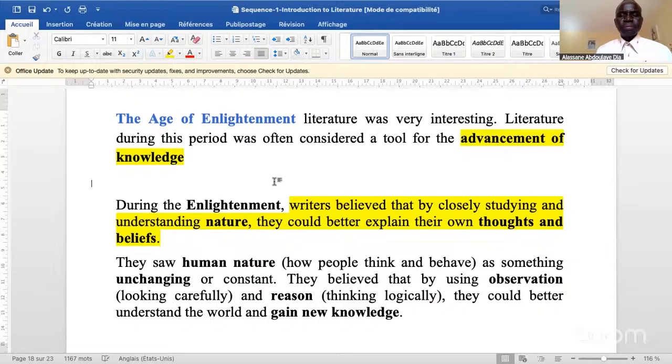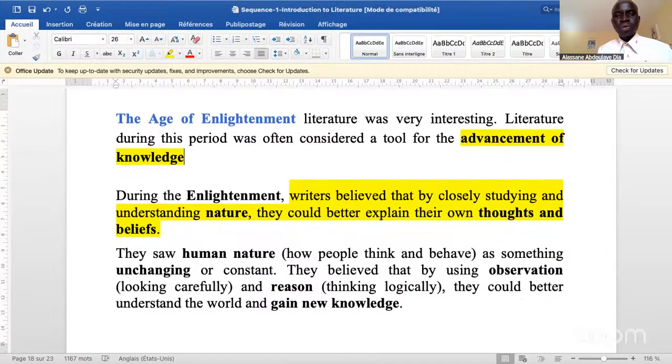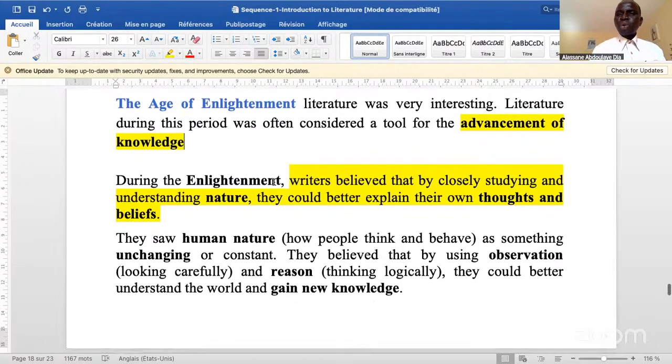C'est l'ère de la raison, le siècle des Lumières. People were reasoning. And knowledge, le siècle des savoirs. People were showing scholarly work. So literature during this period was often considered as a tool for the advancement of knowledge. Literature contributed to the promotion of knowledge, to the brilliance. You see brilliant writers, excellent writers, philosophers who theorized, who represented the world in a beautiful way.